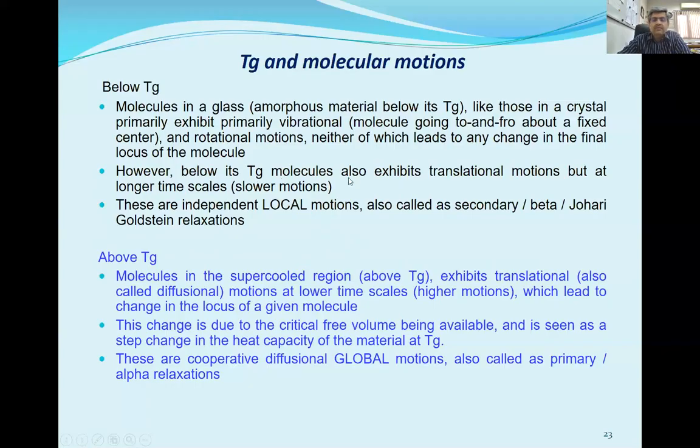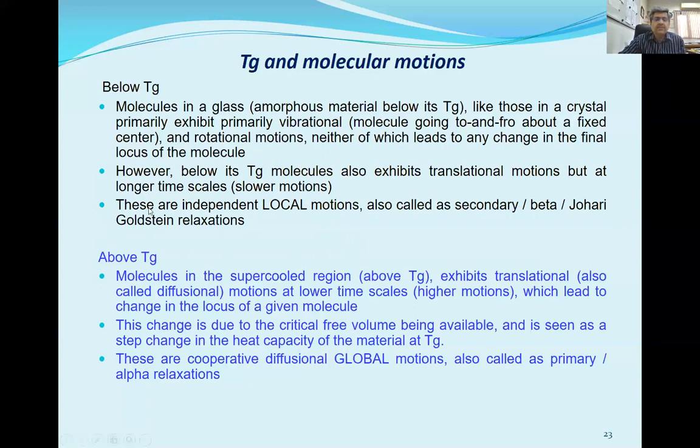However, below the Tg, molecules also exhibit translational motions or the diffusional motions, but they occur as slow motions, which means they are very slow in nature and they occur over long time scales. The diffusional motions, although they occur below the Tg, occur very slowly. They are not occurring at a fast pace.